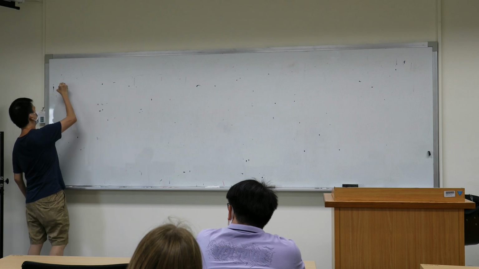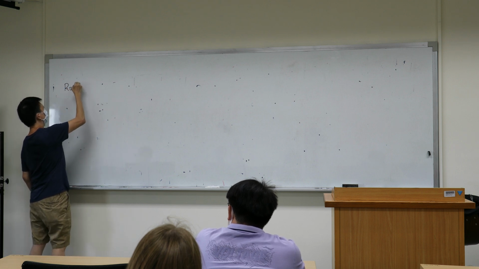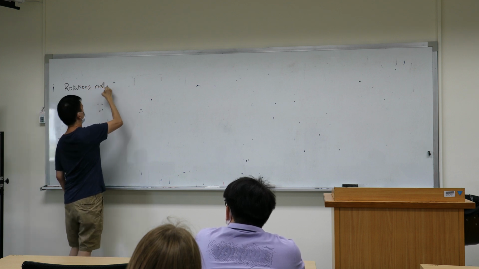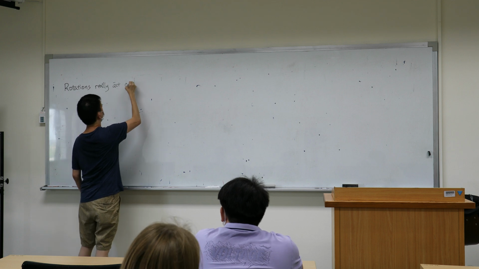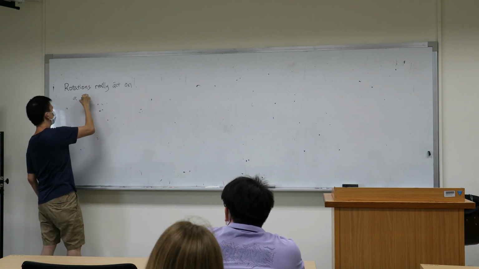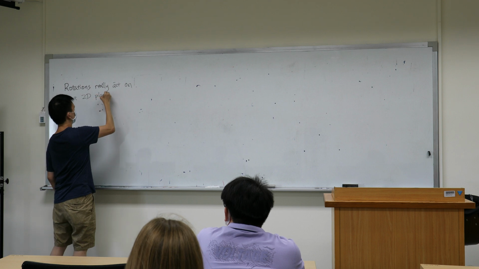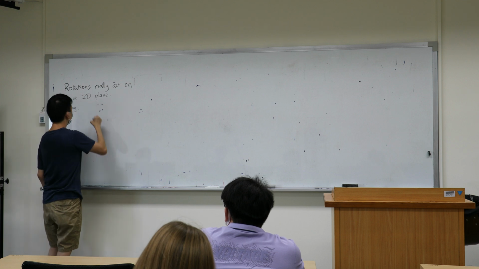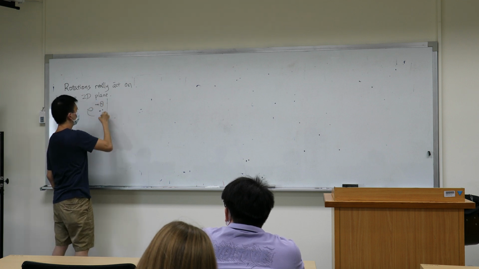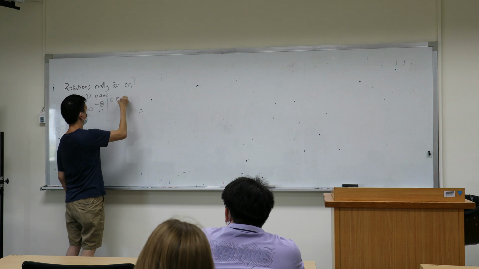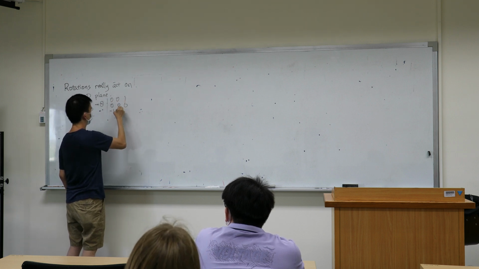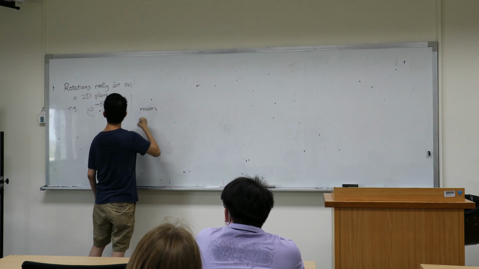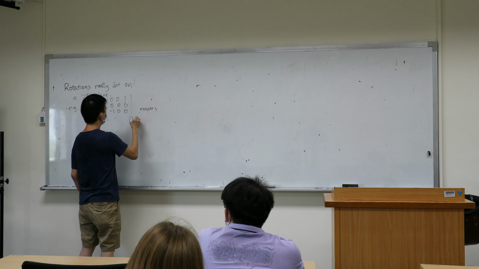so let's write it down. Rotations really act on a 2D plane. Like for example, e to the minus theta of, let's just pick one, right? 0, 0, 1, minus 1, 0, 0, 0, 0, 0. This rotates the 1, 3 plane.